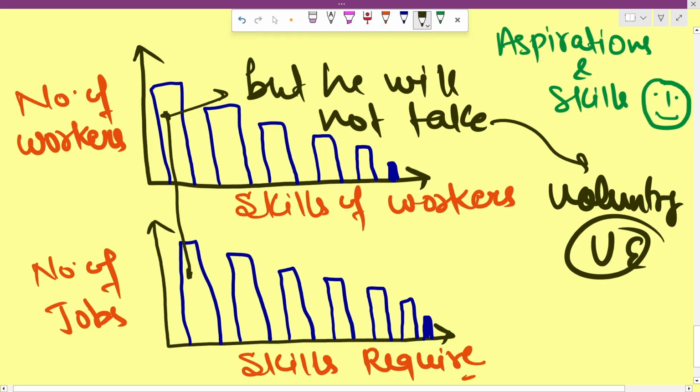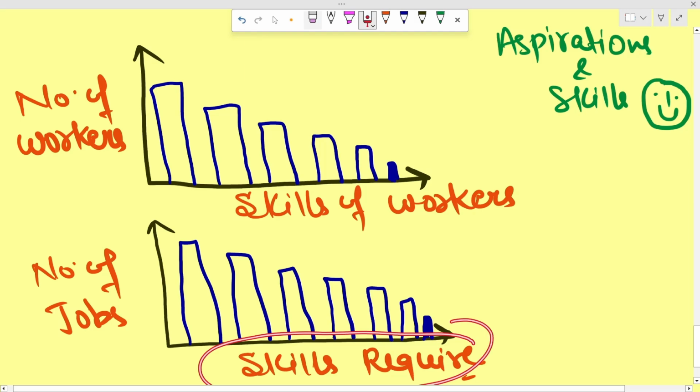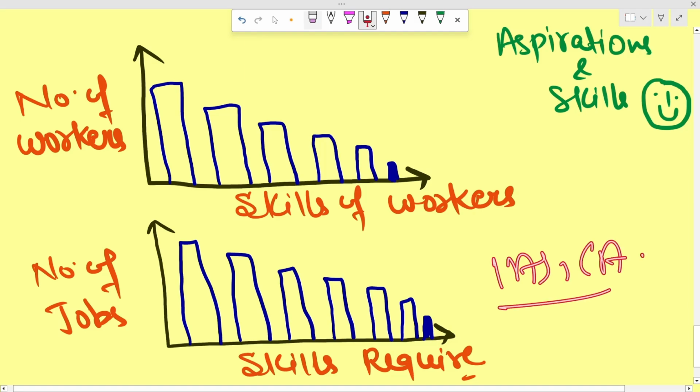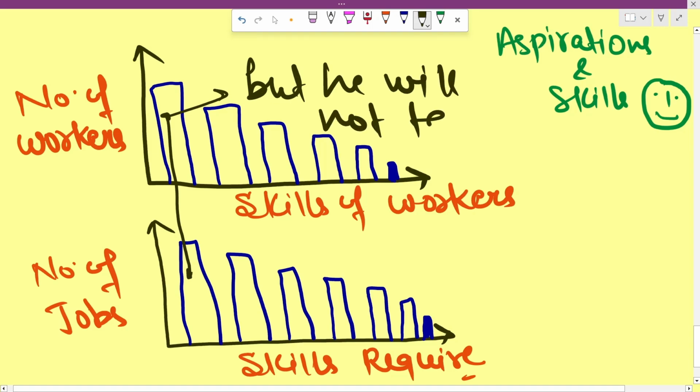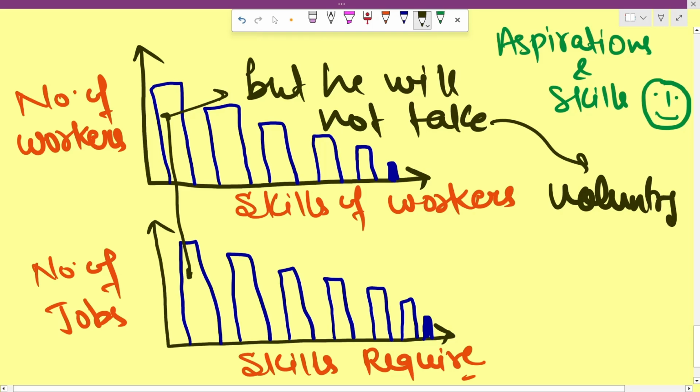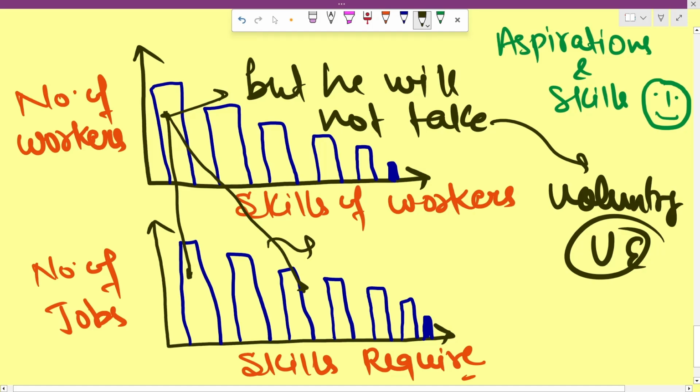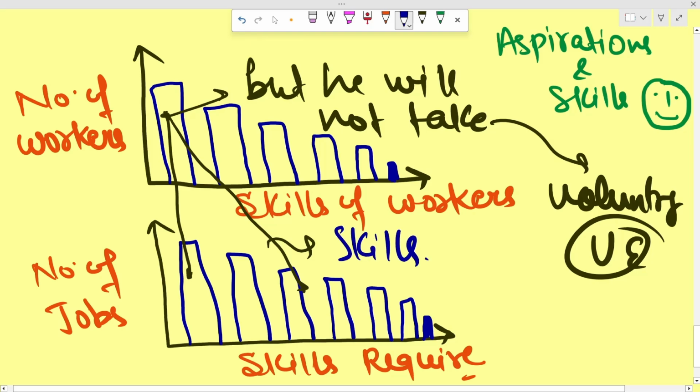Here on this graph, the x-axis represents the skills required to do a particular job. This job requires the maximum number of skills. You can say this job is like that of an IAS officer, a chartered accountant, and so on. With this level of skill, a person is able to get this job, but he will not take it because it can't keep pace with his aspiration. So he will become voluntarily unemployed. Whereas he wants to take this job because it can keep pace with his aspiration, but he doesn't have enough skills to get this job. Hence, he will become structurally unemployed.